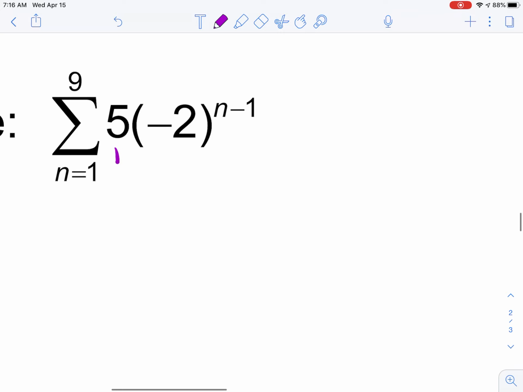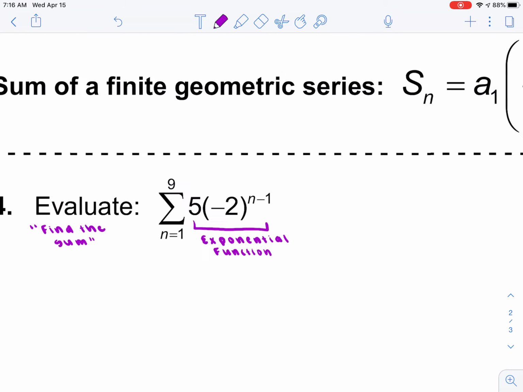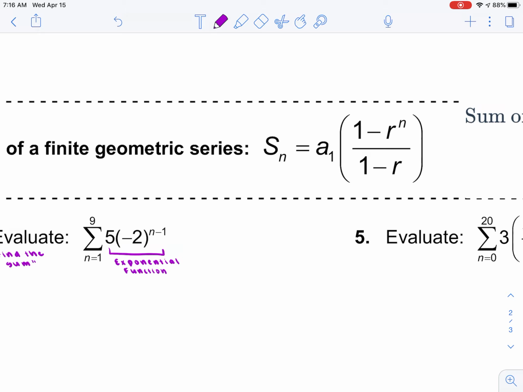If you notice, there is an exponential function here. You are going to use these new formulas. When you take the quizzes, you have to look to the right of the sigma. What are we seeing? Is it exponential? Then use the geometric formulas. If it is a linear equation, you're going to use the arithmetic ones. So because this is exponential, you have a new formula you're going to use.